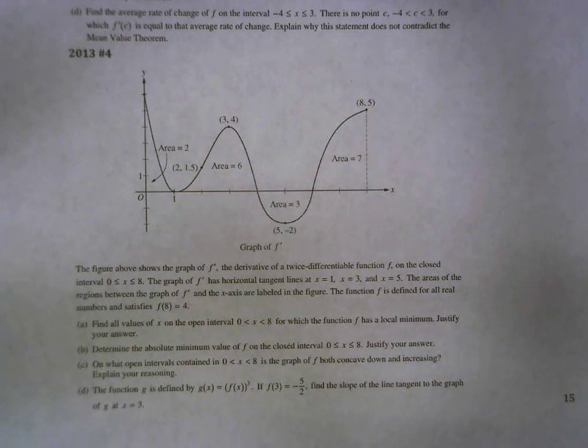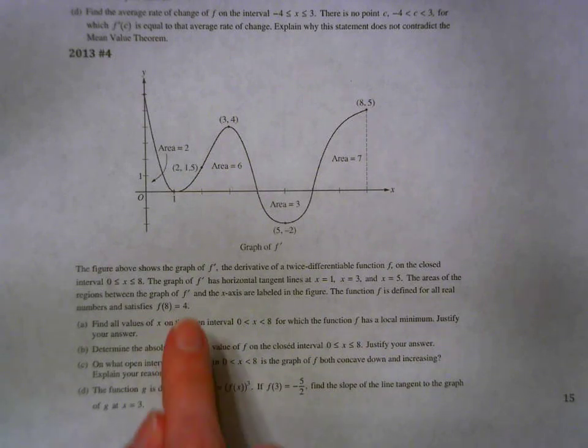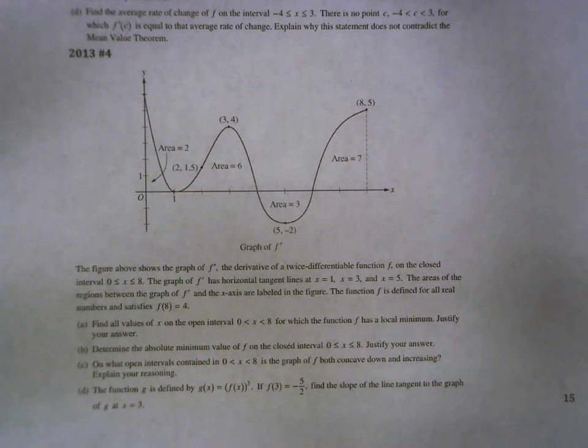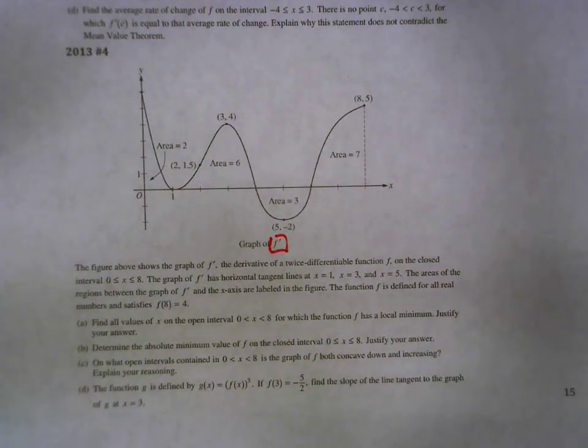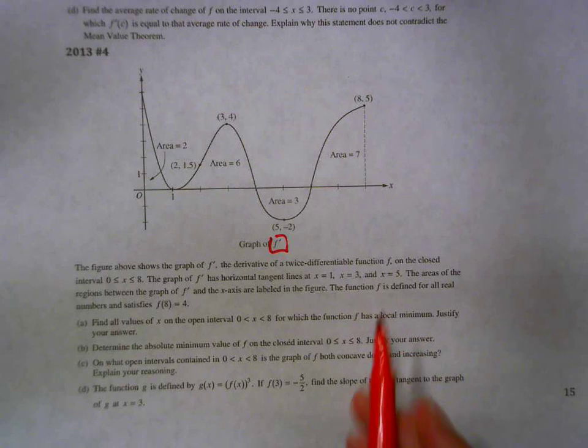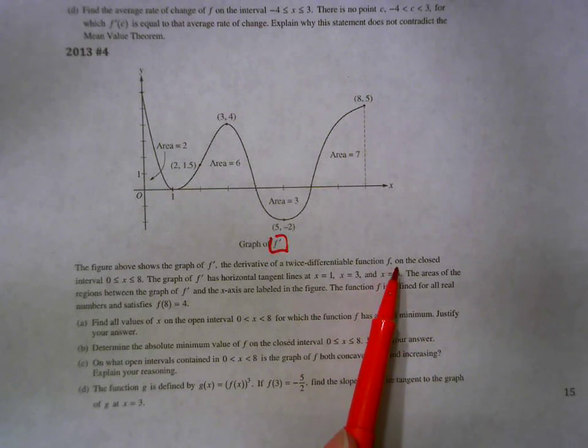In this video, we'll be doing the next free response on page 15, 2013, number 4. It says the figure above shows the graph of f prime. So again, as soon as you see that, you need to make a mental note. What are they giving you? f prime, not f, but f prime, the derivative of a twice differentiable function f, which just means you can take the derivative twice.